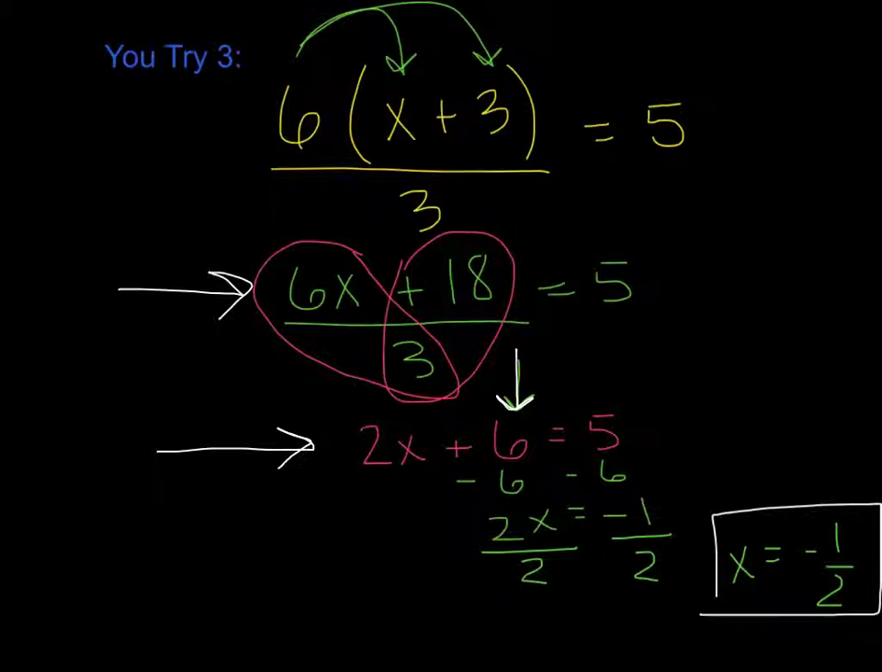The operation being performed on the variable x is multiplication, so I divided both sides by 2, and that leaves me with x equals -1/2. This is the first time you've had a fraction as your solution, but remember, any rational number can be your solution.